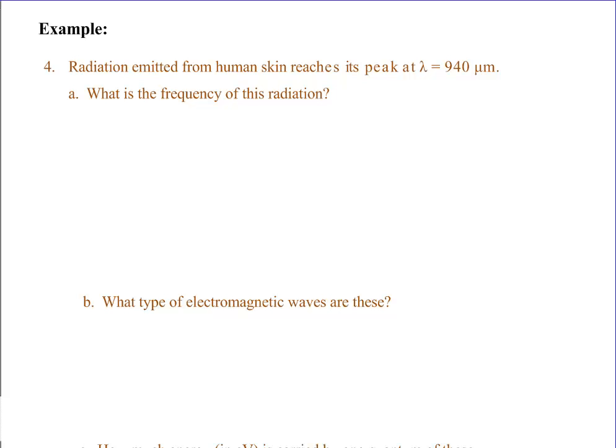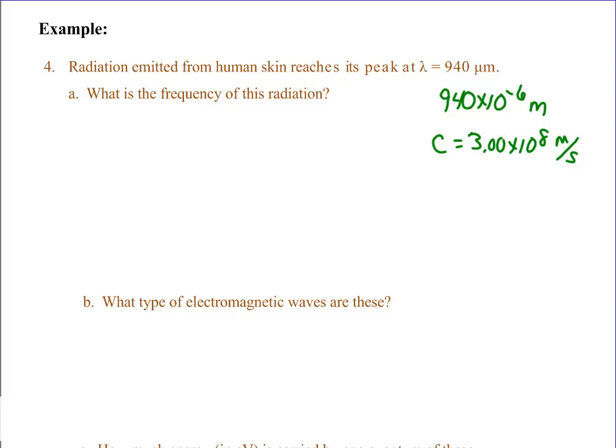Here we're looking at a wavelength of 940 micrometers, power of 10. Micro is 10 to the negative 6, so we have a wavelength of 940 times 10 to the negative 6 meters. And we want to find out the frequency. Well, one thing that we know is that the speed of all electromagnetic radiation in air or in a vacuum is 3.0 times 10 to the 8 meters per second. We're going to assume it's traveling through air unless they tell us otherwise.